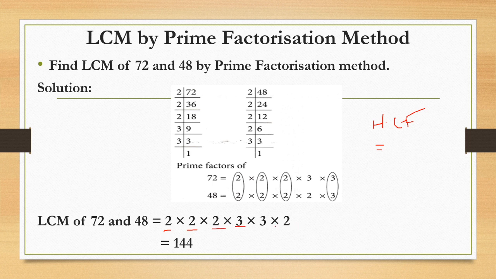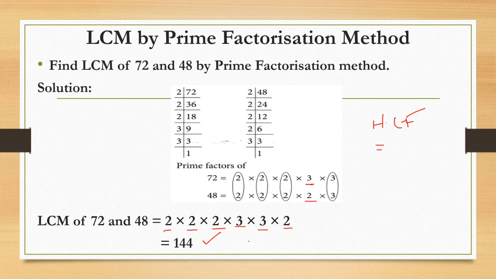Now, whatever is left in these two numbers' factors, we will write that also in the multiplication. For example, 3 is left here in 72, so we write 3 here, and 2 is left in 48, so we write 2 also here. Now after multiplication we get 144 as our LCM. So this is the difference between LCM and HCF.